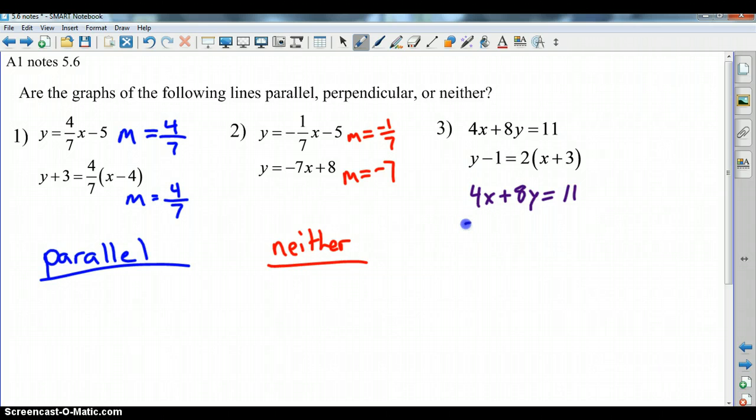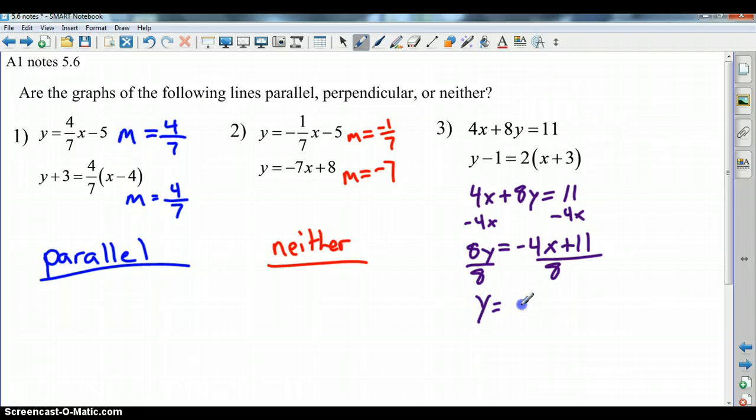And I'm going to solve for y. I want this to be in slope-intercept form. I think that's going to be the best way for us to determine if we have parallel or perpendicular lines here. So I've subtracted the 4x. I'm also going to divide everything by 8. So y then equals negative 1/2 x plus 11/8.